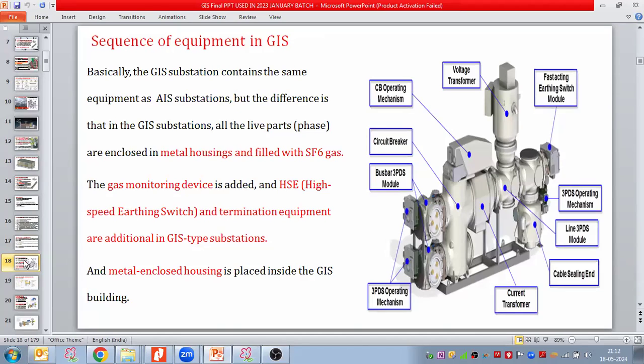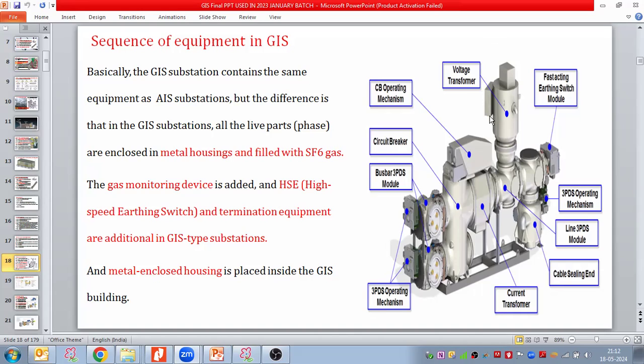Now let us discuss the equipment that we use in the GIS and the sequence of equipment in the GIS. Basically, the GIS contains the same equipment as in AIS substations, but the difference is that in the GIS, all live parts, all equipment, all phases are enclosed in metal housing and filled with SF6 gas.